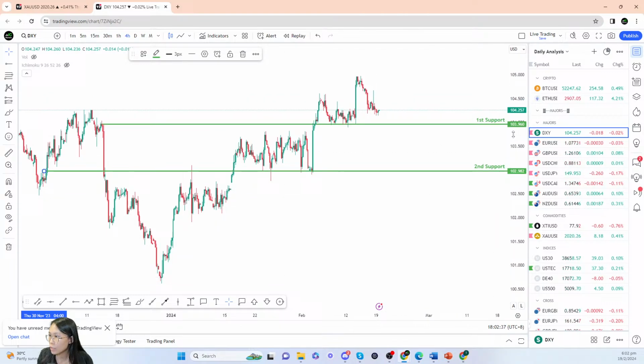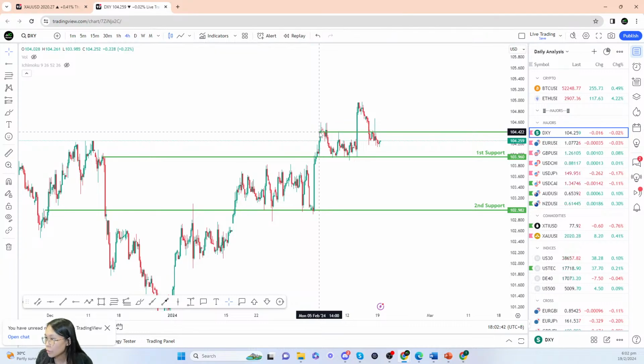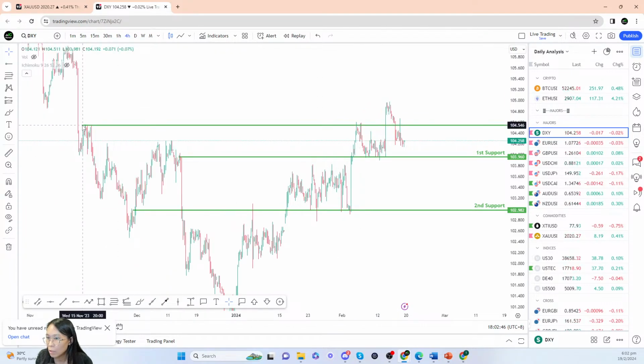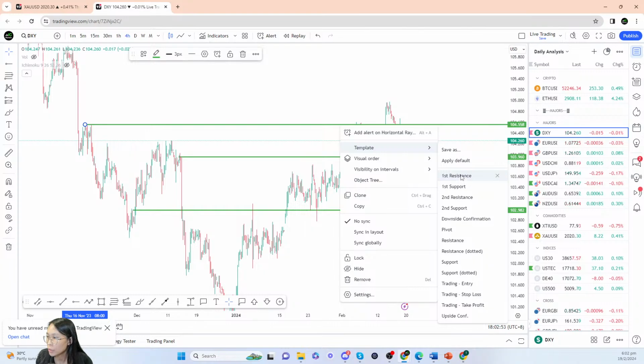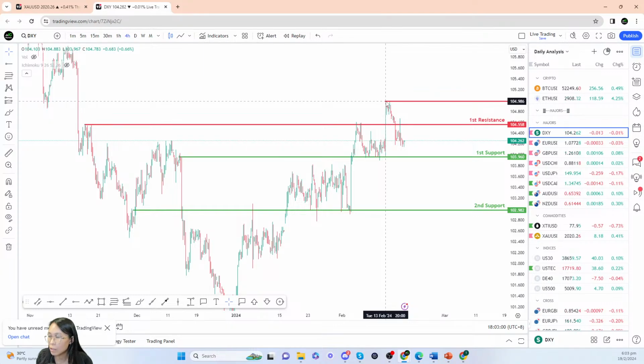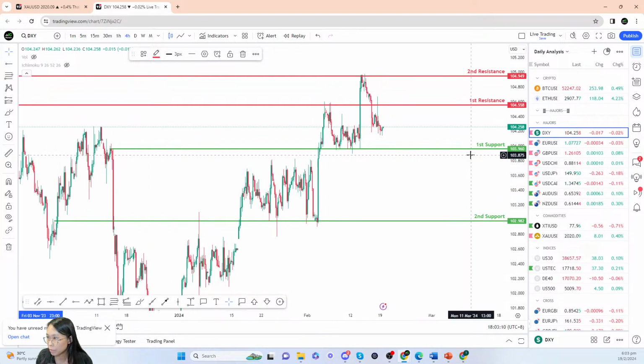And on resistance, my first resistance will be this. I'll make it smaller. My first resistance is followed by the second, which will be this most recent swing high, but I could connect it to the swing low over here. So once again, I have overlap for my resistance.